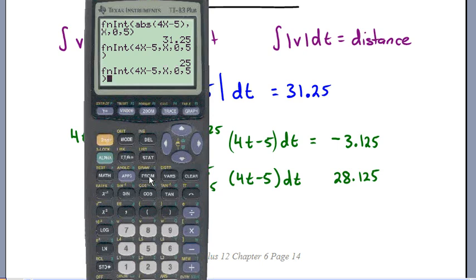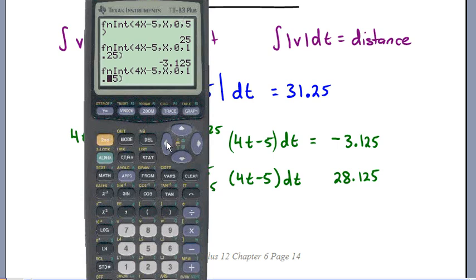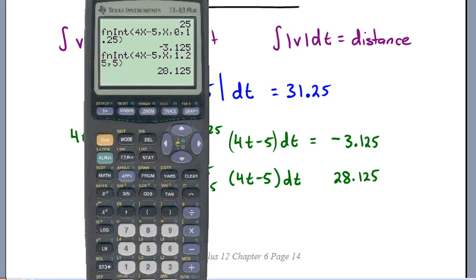But what I could do is say, well, let's integrate from 0 to 1.25. And then the math says, oh, well, you're going to back up 3.125 units. And then I could integrate from 1.25 all the way to 5. And then that's when I see, oh, yeah, we're going to go forward 28.